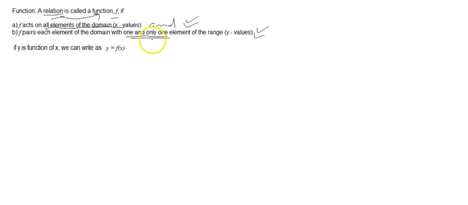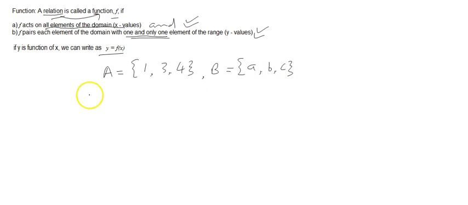Now what is the meaning of this? There is a notation that if y is a function of x, then we can write this as y is equal to f(x). Say I have two sets over here. One is A, which is 1, 3 and 4, and the other is B, which is A, B and C. Now I'll write a few relations, and then we will identify which of these relations are actually functions.